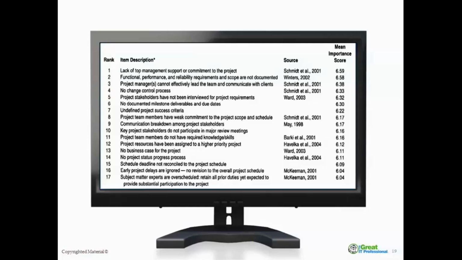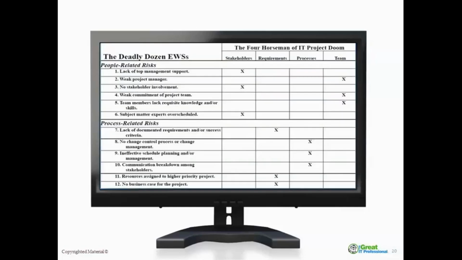So, the next slide. In addition to listing the top 53 root causes of project failure, we've also taken the next step of categorizing these root causes into what are referred to as the deadly dozen. And there are people-related risks and process-related risks. And again, lack of top management support comes out as number one.